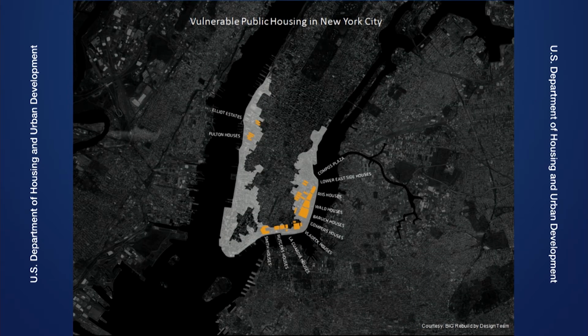It's also necessary to identify and map the location of the most vulnerable populations. Here we see that the nation's highest concentration of public and assisted housing lies in the floodplain along the Lower East Side of Manhattan.